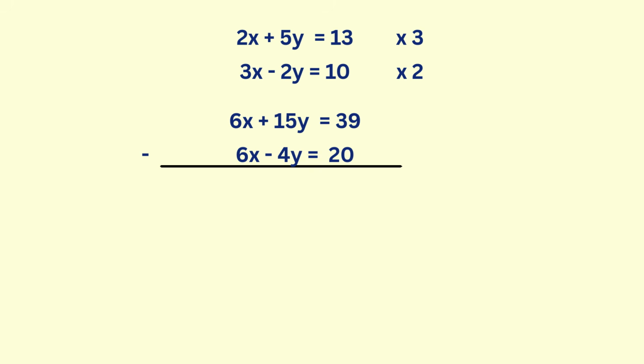So 6x minus 6x leaves nothing. 15y minus negative 4y becomes 15y plus 4y due to the double negative being equivalent to plus. Hence, we get 19y. On the right, we have 39 minus 20 equals 19. Now divide both sides by 19 to get y equals 1.